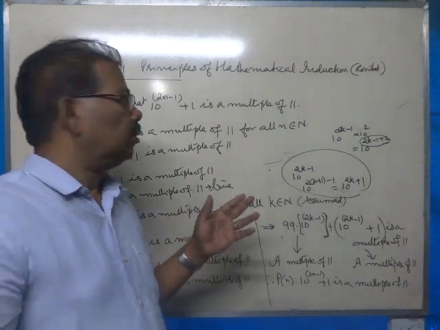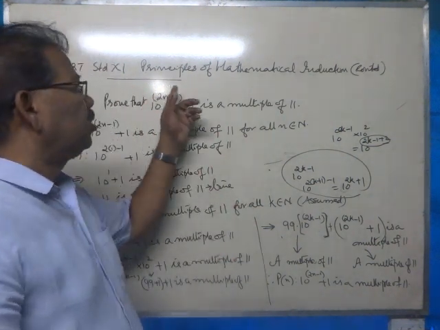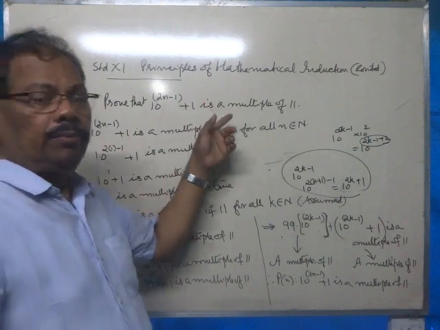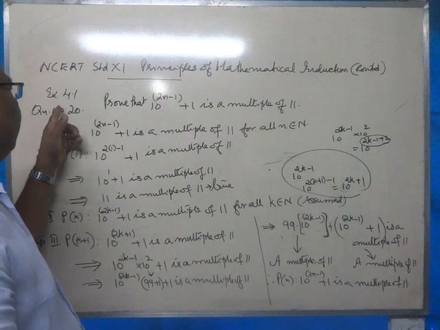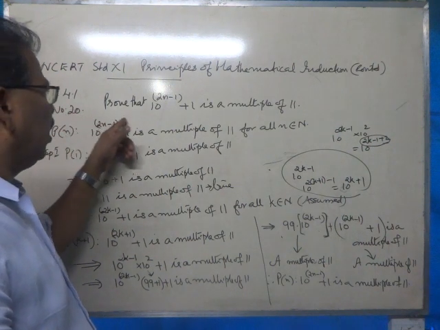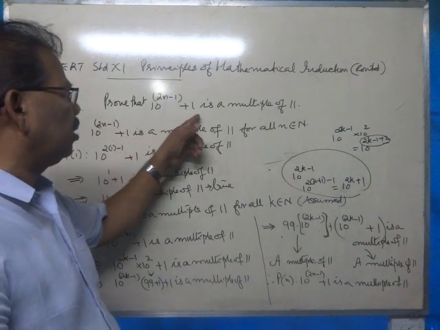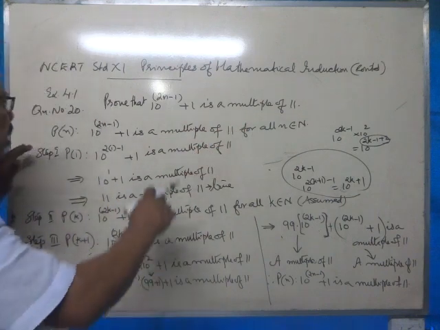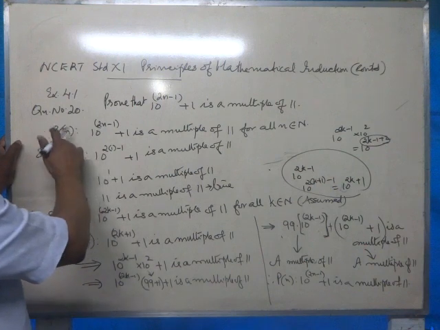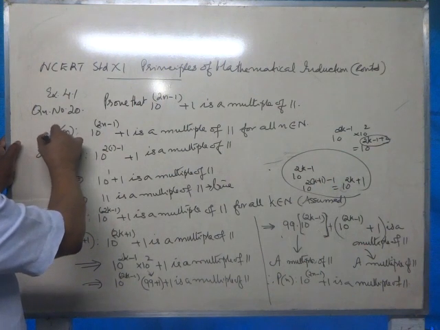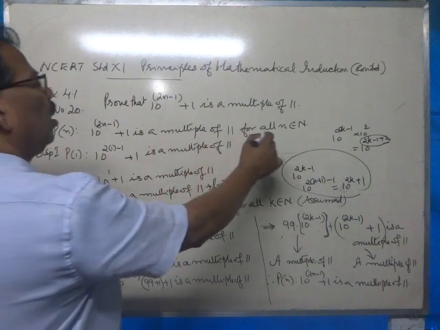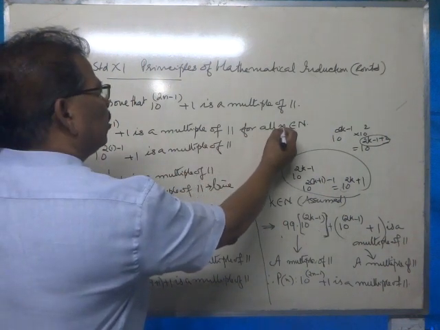Plus one mathematics, that is principles of mathematical induction, that chapter, we continue. Exercise 4.1, question number 20: prove that 10 raised to 2n minus 1 plus 1 is a multiple of 11. Our statement, expressed here as P of n, such that 10 raised to 2n minus 1 plus 1 is a multiple of 11 for all n belongs to natural numbers.